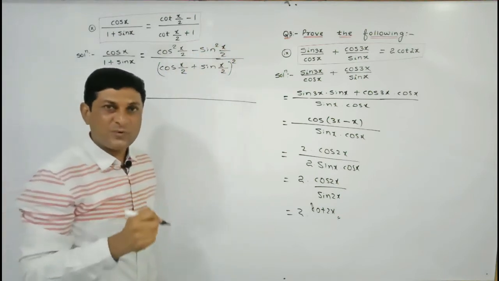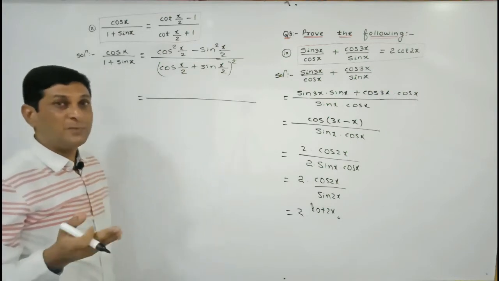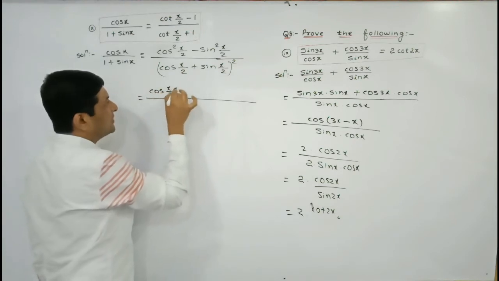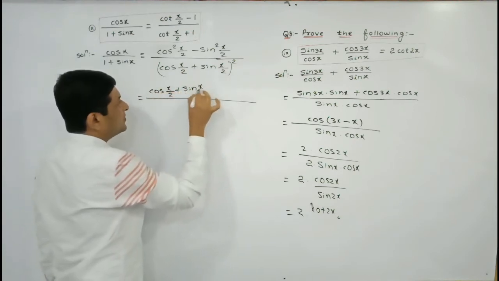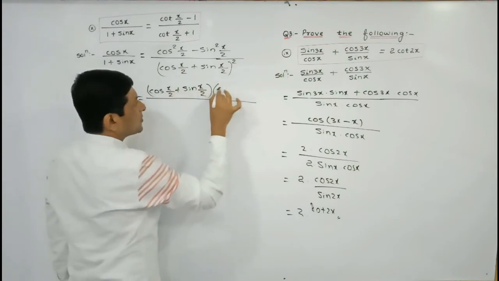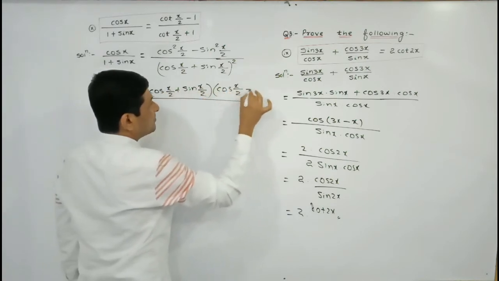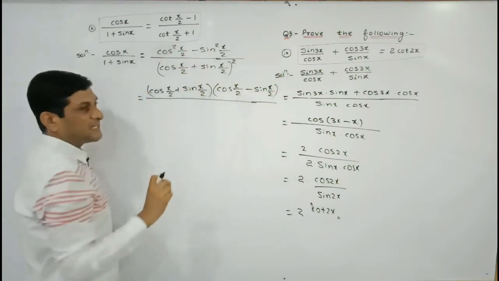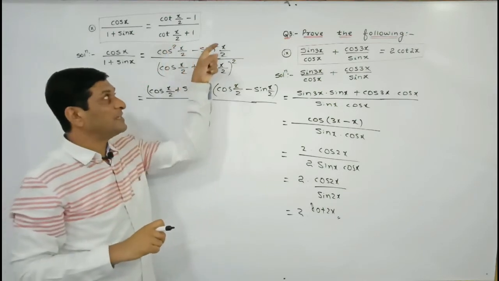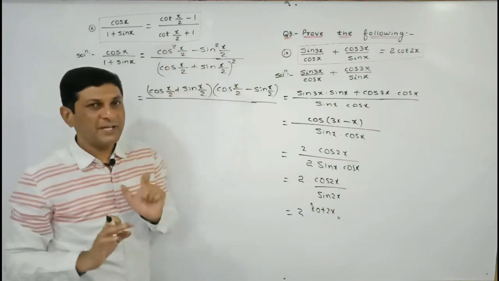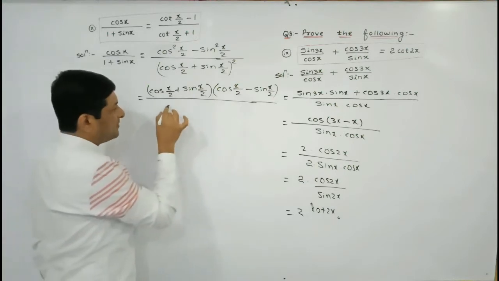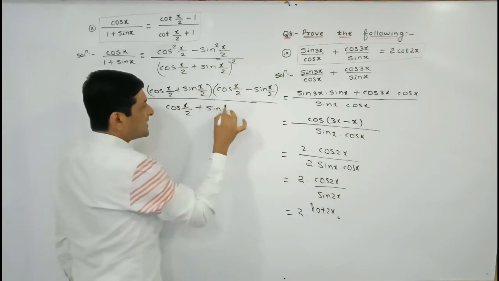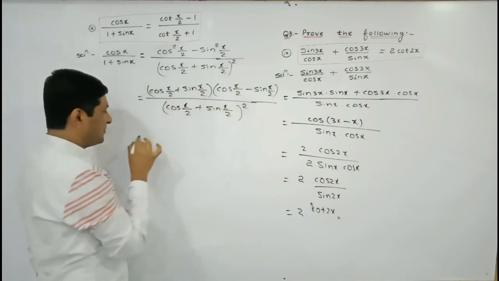And we know that the factors of a square minus b square are a plus b into a minus b. Means its factors are cos x by 2 plus sin x by 2 into cos x by 2 minus sin x by 2. We are just finding the factors of the numerator, applying the formula a square minus b square is equal to a plus b into a minus b. We are not disturbing the denominator, keep the denominator as it is, cos x by 2 plus sin x by 2 whole bracket square.